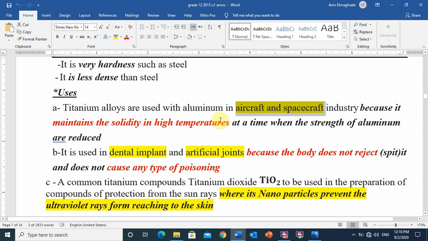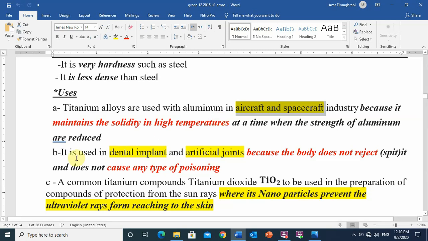Of course, these kinds of airplanes, like aircraft and spacecraft, travel toward the sun, which is very hot, and travel at high speed, which makes them very hot. So the metal could melt. Because of that, they mixed some titanium with aluminum, which can stand this heat without losing its hardness. So we add it to aluminum to make it stand the heat and maintain solidity at high temperature.